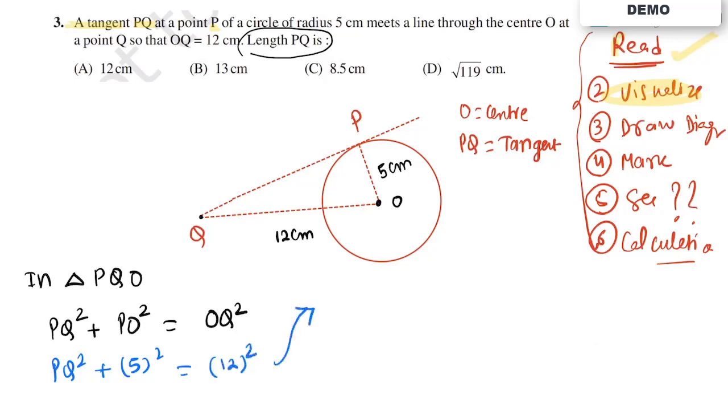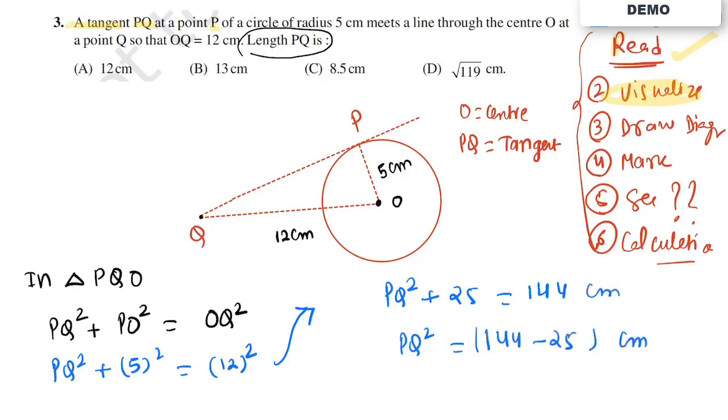Now here we solve it. PQ square plus 25 equal to 144. Okay, now PQ square equal to 144 minus 25. Remember to write the units everywhere. Okay, you have to write the unit, otherwise 1 mark would be rejected. Now PQ square equal to 119. Okay, so now PQ length would be the square root of 119 centimeter. And this is the answer of this question. If you have any problem, rewind the video and you could very easily see it. This is your answer.